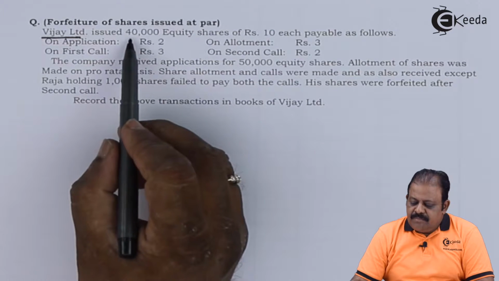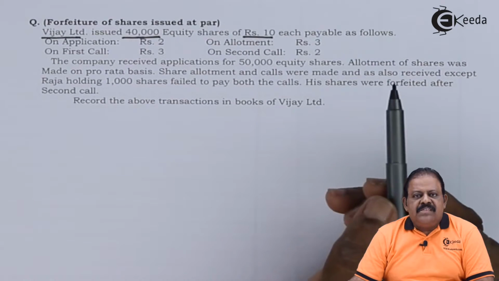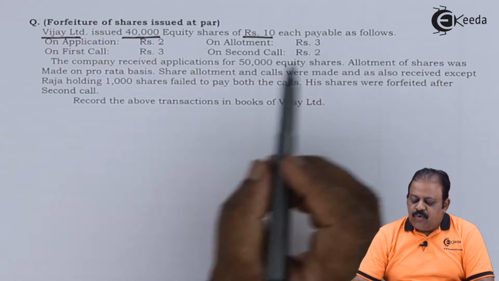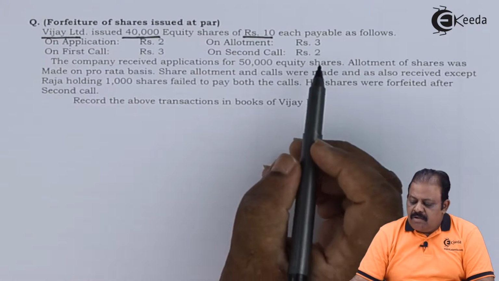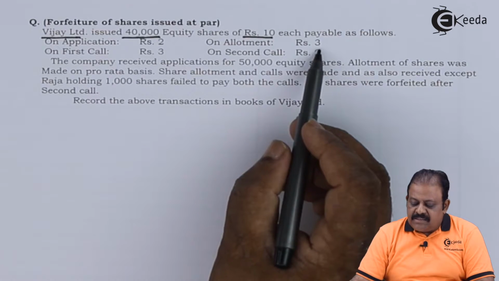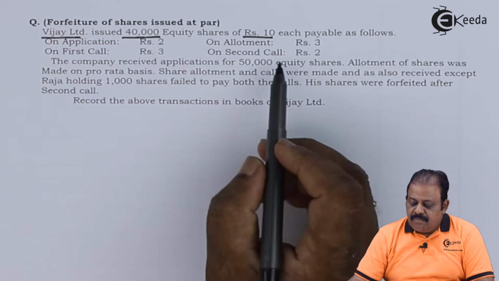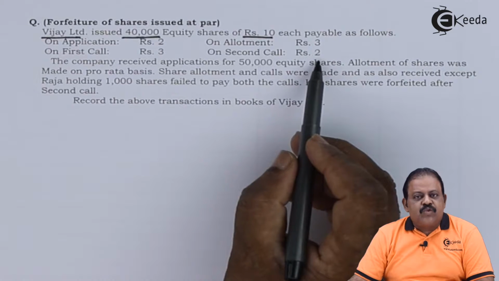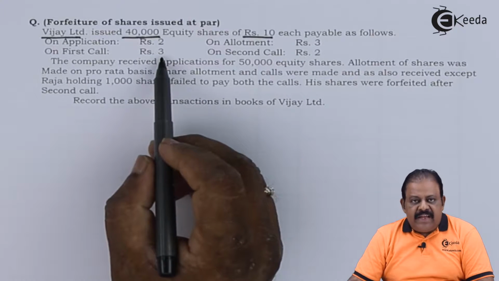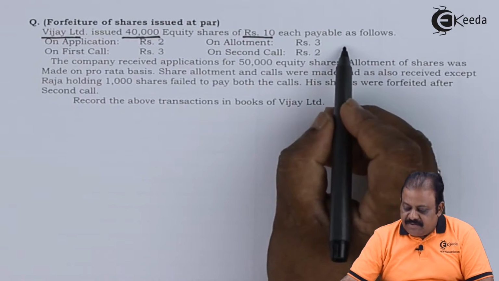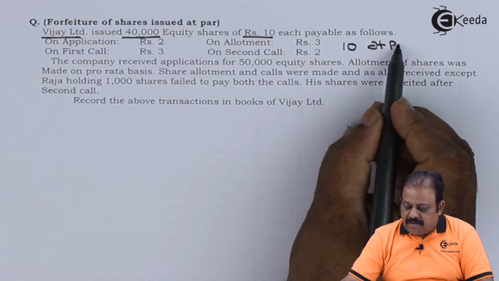Let us read the question. Vijay Limited issued 40,000 equity shares of rupees 10 each, payable as follows: on application rupees 2, on allotment rupees 3, on first call rupees 3, on second call rupees 2. If we add these values, 2 plus 3 is 5, 5 plus 3 is 8, 8 plus 2 is 10. That means shares are issued at par.